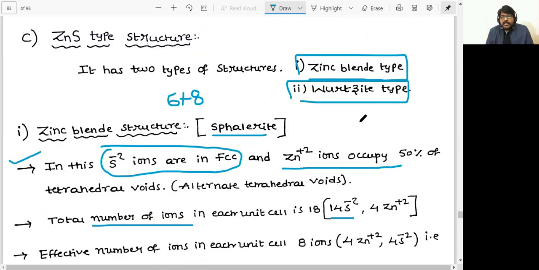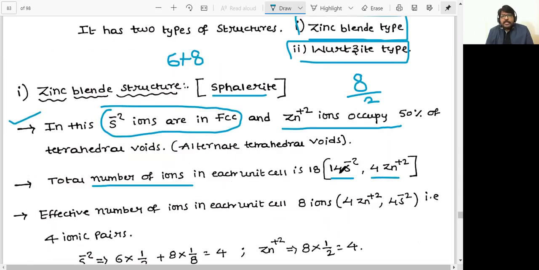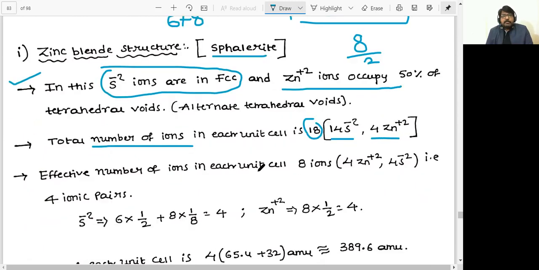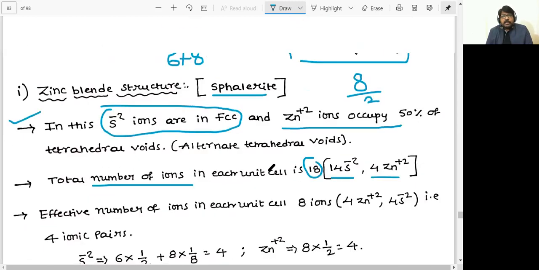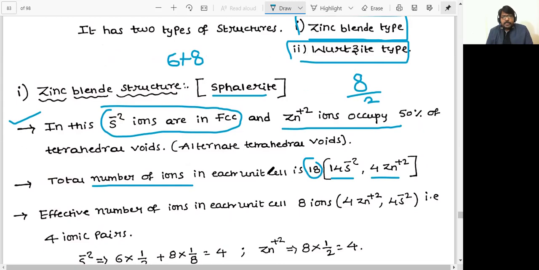Actually, there are 8 tetrahedral voids in a CCP unit cell, and 50% of tetrahedral voids means 50% of these 8, so there will be 4 Zn2+ ions. So totally there are 14 S2- ions and 4 Zn2+ ions, altogether 18 ions in one unit cell. But we need the effective number of ions. How many effective ions are present?